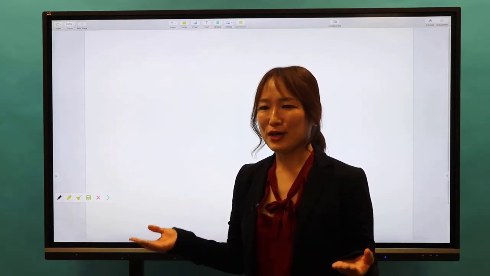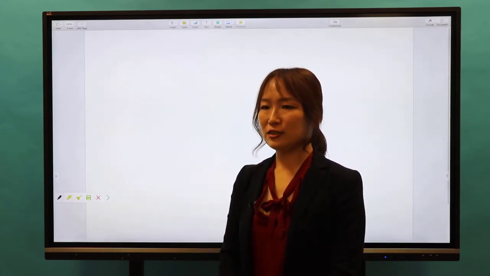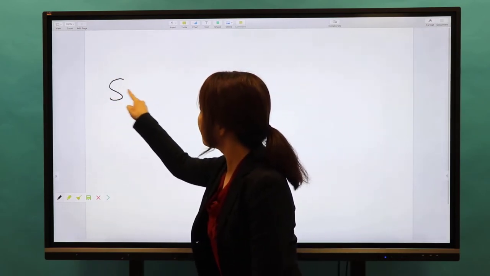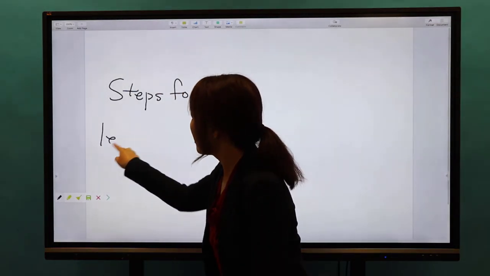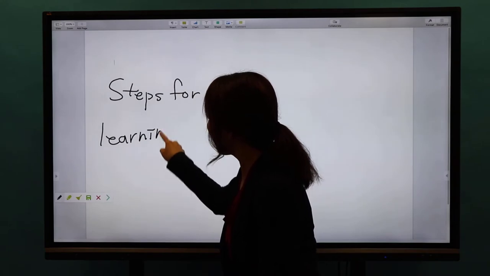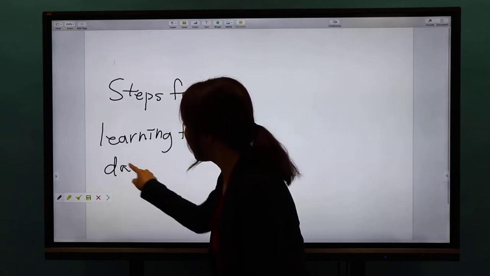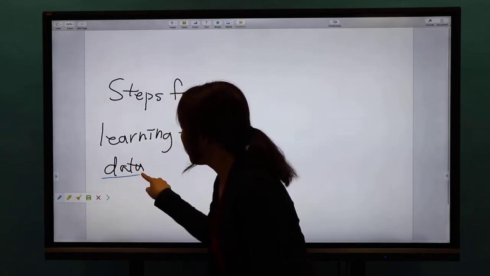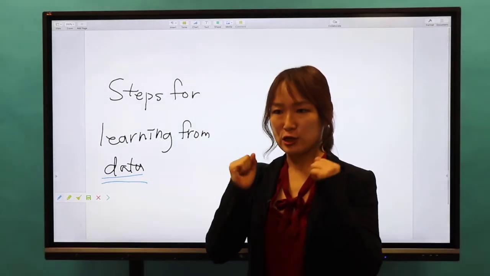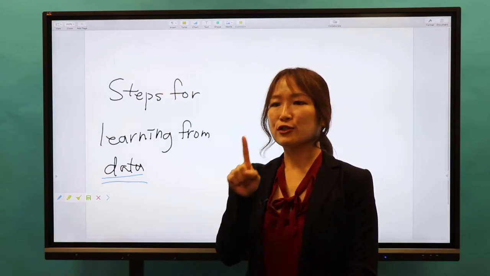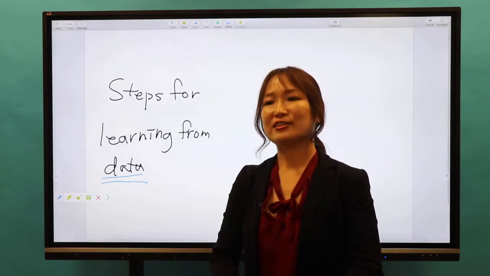The reading we'll practice with is in our statistics textbook. Here is the first question I want you to consider. What are the steps for learning from data? Now, turn to page 5 and go and find the answer. The first student to find the answer in the textbook wins. You have to tell us exactly where the answer is located.